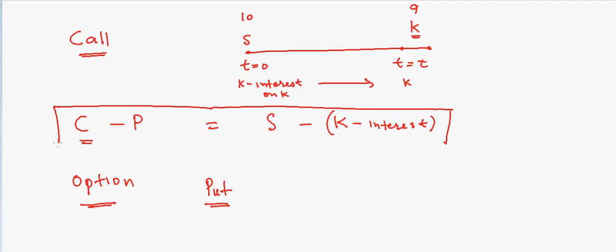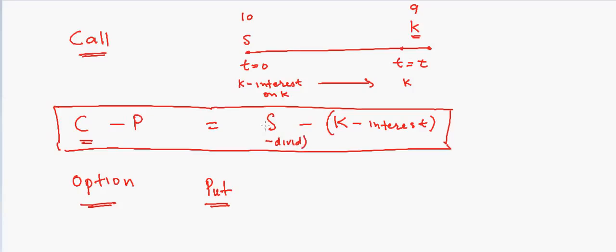Now if you want to put more details into it, we can also consider the dividends. S is the stock, right? If we would have bought the stock right now, then we would get all the dividends until time T. But now because we are not buying the stock, we are buying the option, we will lose all the dividends. So those dividends need to be subtracted from the S. So we have to say minus D. That's how the call put parity looks.